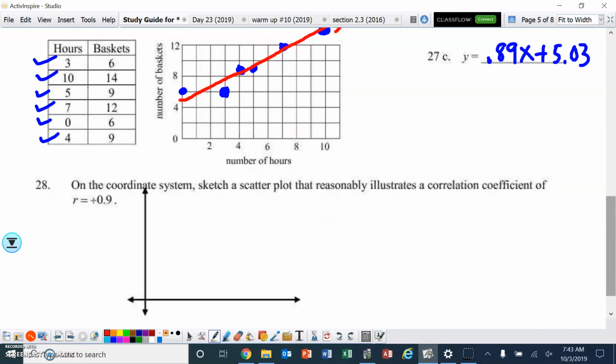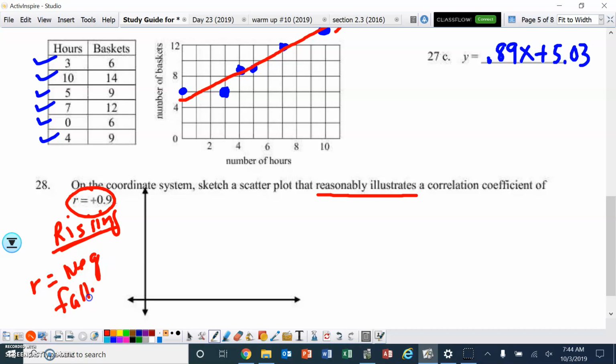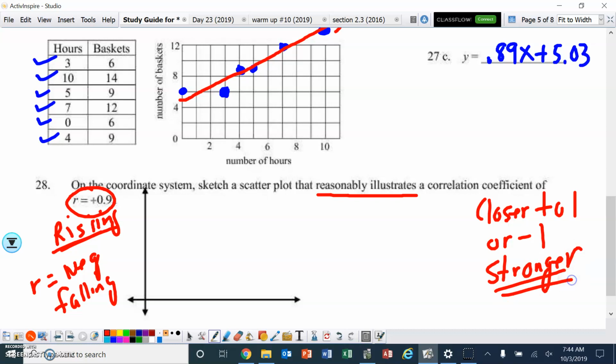Number 28, on the coordinate system, sketch a scatter plot that reasonably illustrates a correlation coefficient of positive 0.9. Well, positive means that would be rising. If it was negative, it would be falling. Now, remember, the closer it is to 1 or negative 1, the stronger the correlation. So that means the dots would be close together.